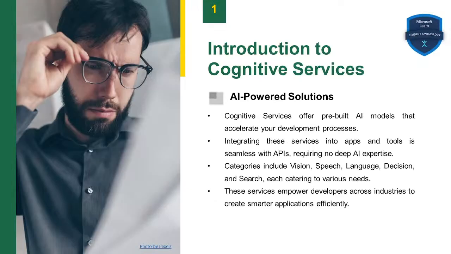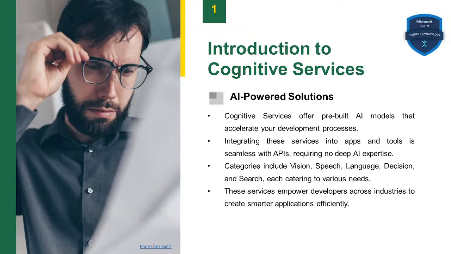Introduction to cognitive services, AI-powered solutions. Cognitive services offer pre-built AI models that accelerate your development processes. Integrating these services into apps and tools is seamless with APIs, requiring no deep AI expertise. Categories include vision, speech, language, decision, and search, each catering to various needs. These services empower developers across industries to create smarter applications efficiently.